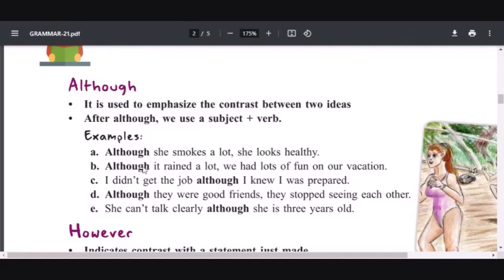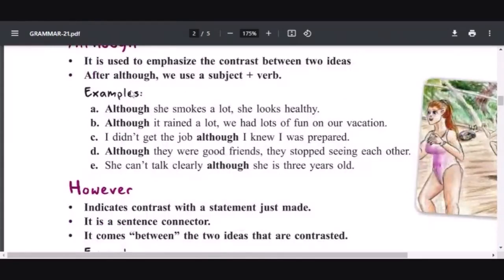But also, it's possible to put although in the middle of the sentence. As you can see, in the first and second examples we use commas when we start with although. But in letter C, instead of using commas, when we want to join both contrasting ideas, it's possible to say, I didn't get the job, although I knew I was prepared. Or although they were good friends, they stopped seeing each other. So it's possible at the beginning or in the middle, and we use it with a subject and a verb.